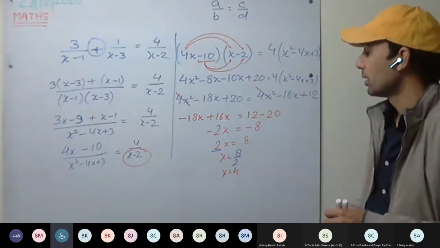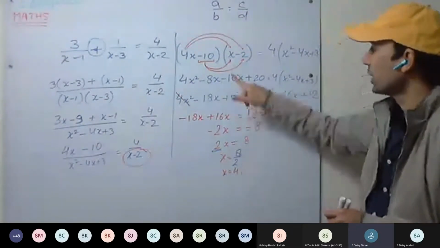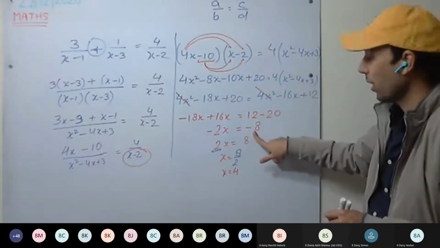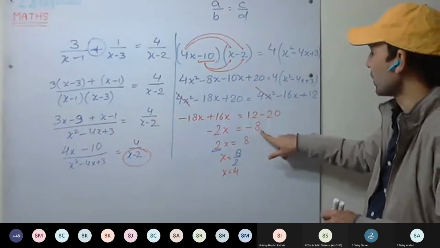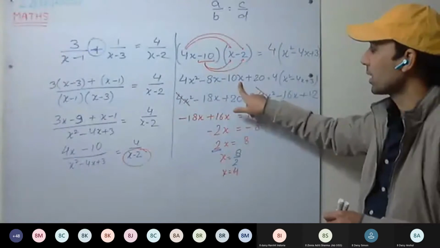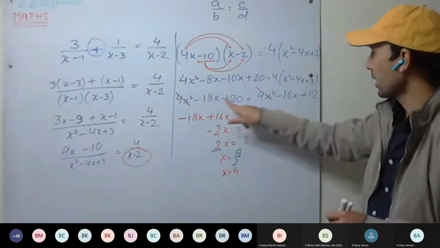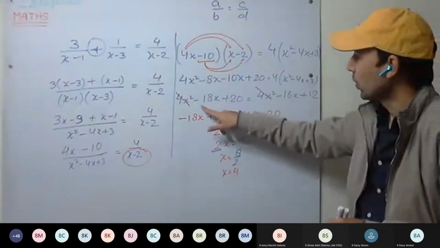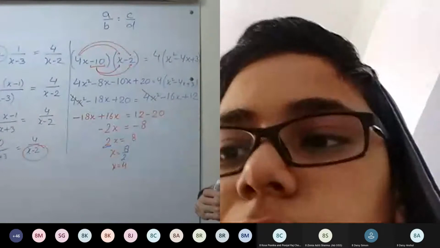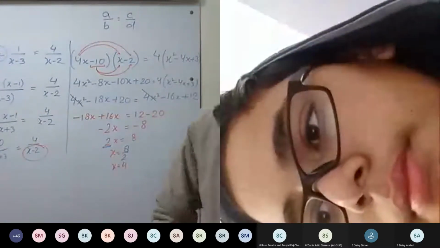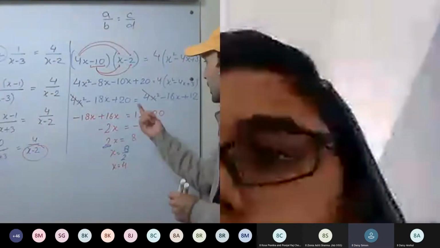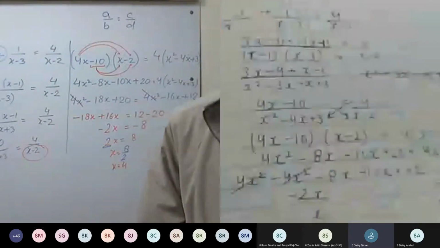Sir, my answer is coming 5 upon 4. 5 upon 4? Check once again wherever you have made the mistake. 4 will be there, but check somewhere here. Check the x terms, somewhere you made a mistake. Are you getting minus 18x and here minus 16x? Or minus 9x here? Here minus 8x. Sir, it is correct. Yes sir, I got my mistake. I didn't write x after 18. Okay. It is correct.